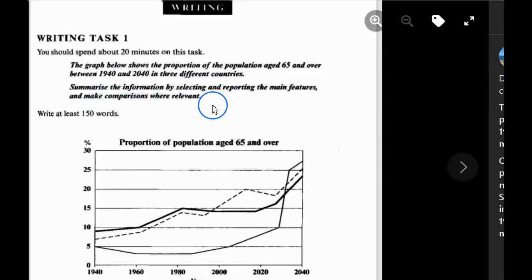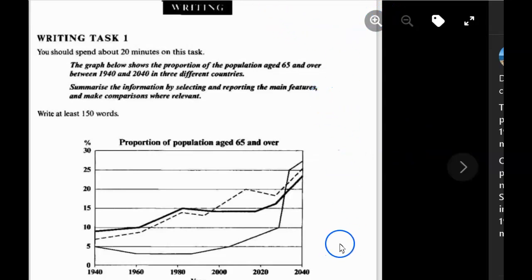Tawsif, if you've been following this board for 3 years, you know that that's the important part of the instructions. Summarize means make shorter. Selecting means you don't report everything. You report the important stuff. And report accurately the main features and make comparisons where relevant. Not just any comparison, but a comparison of the key features. So again, Tawsif has done this. That's the 5th, 6th video report I've done for him.